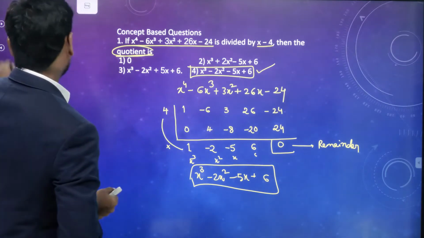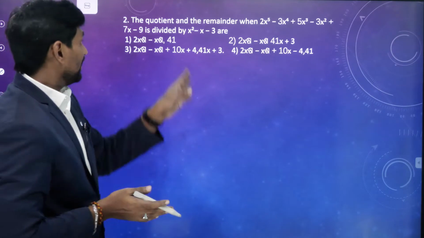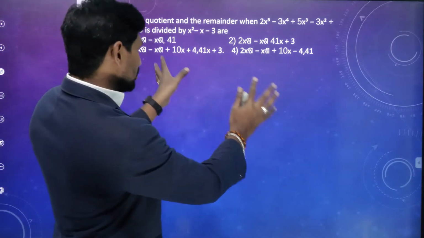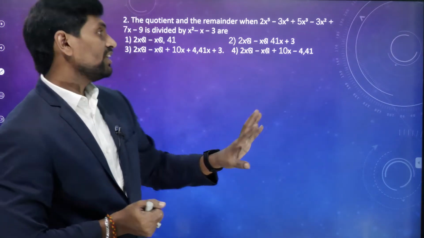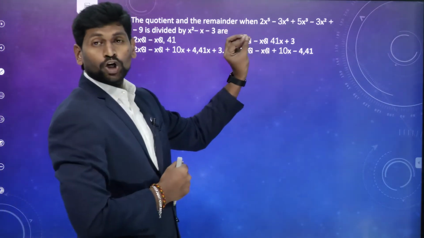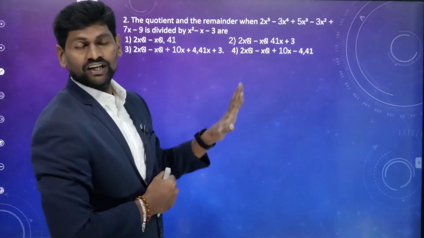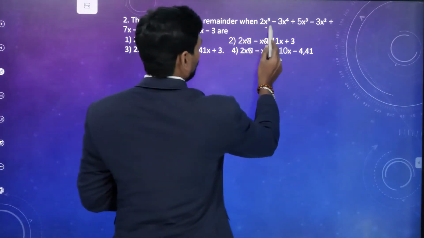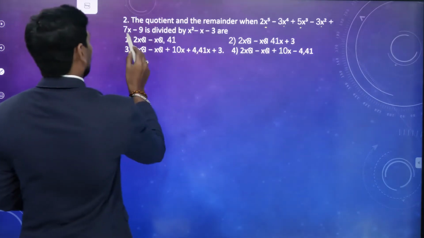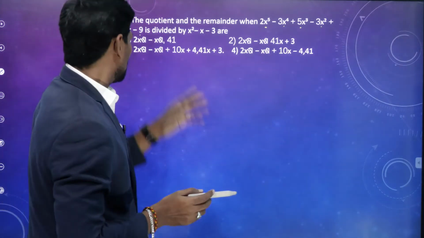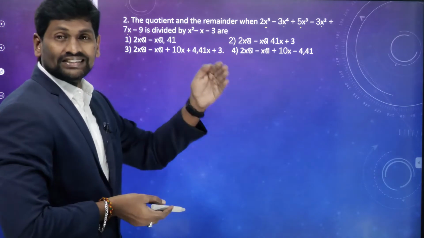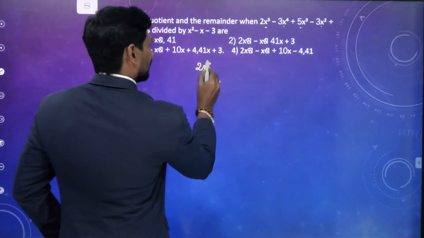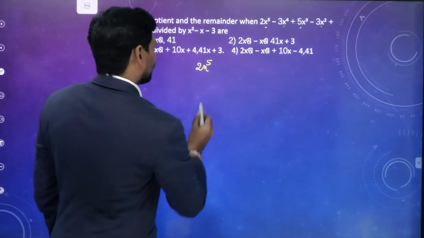Now let us go to the next question. The quotient and the remainder. Again, to find the quotient we need to use synthetic division, in the same format. Let us take the given polynomial degree. The given polynomial degree is 5. 5 means how many terms must be there? 6 terms. So let us count: 1, 2, 3, 4, 5, 6. Yes, we have the 6 terms. Let us take their coefficients. I am writing the polynomial once again. This is 2x power 4.